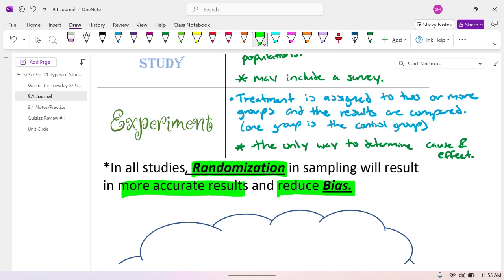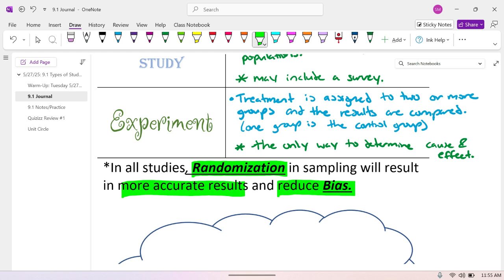But a lot of times, if you let, say, a computer do the randomization for you, there's no bias. All right. They did the picking for you. Computers can't be biased, unless you program it to be, but that's another thing entirely.